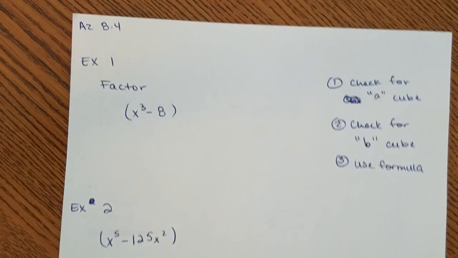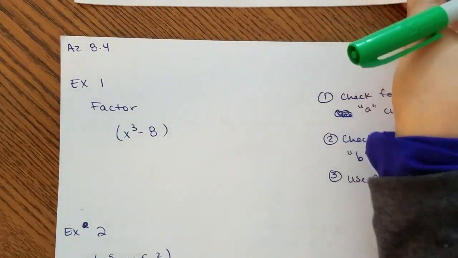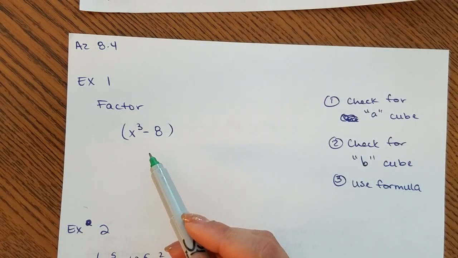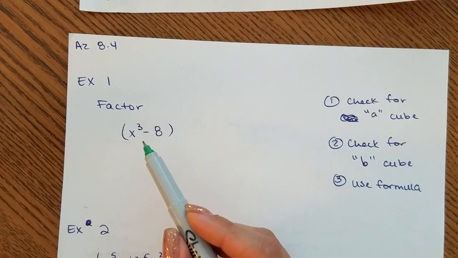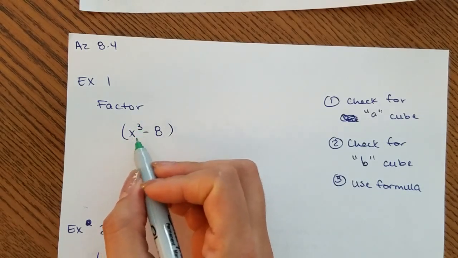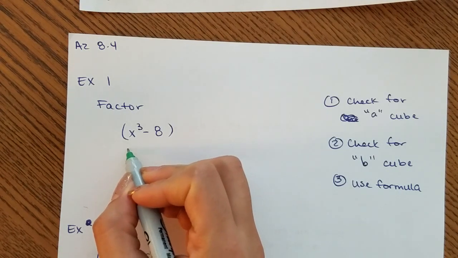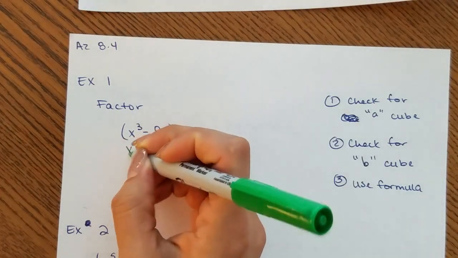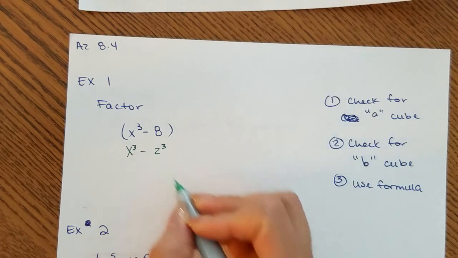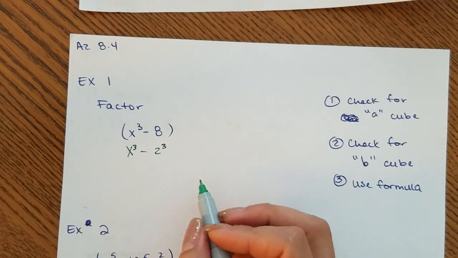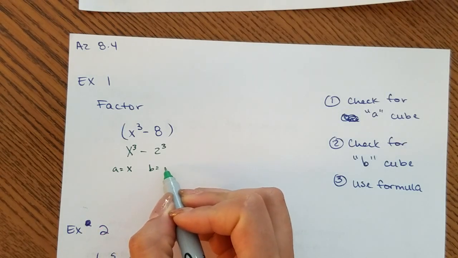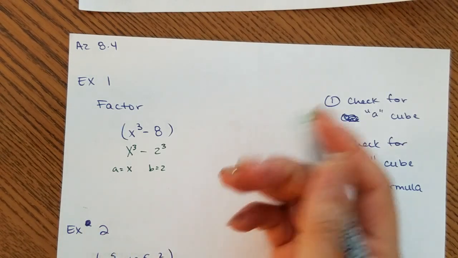So let's get into it. We have this example here, factor x cubed minus 8. So we want to check to see if these are cubes. The cube root of x cubed is just x, so this is x to the 3rd, and the cube root of 8 is 2, so 2 to the 3rd. If you want to go back to your formulas, a here would be x, and b here would be 2. And you would just plug them into the formula.